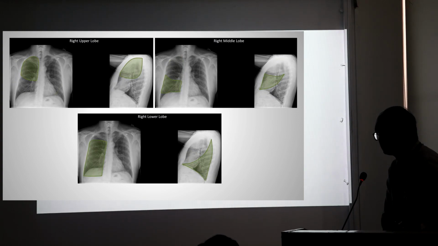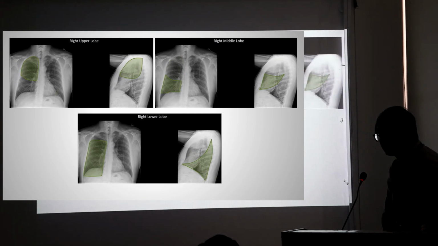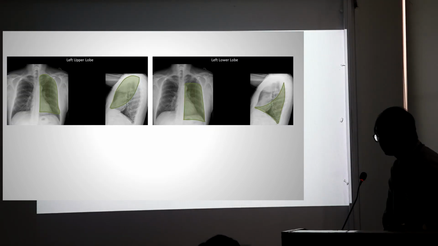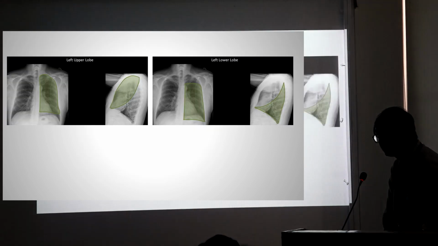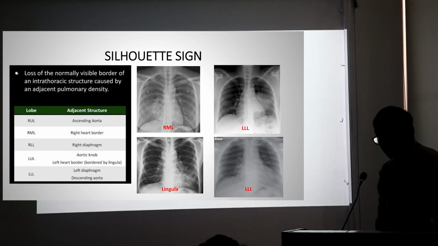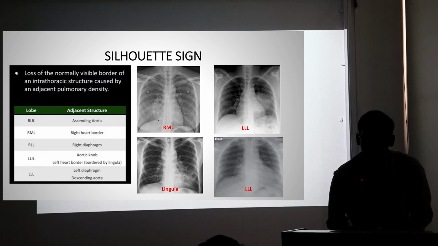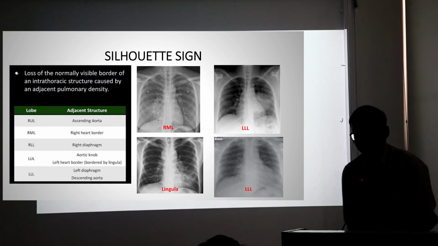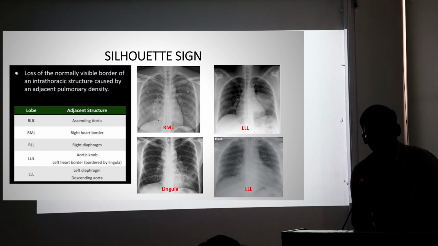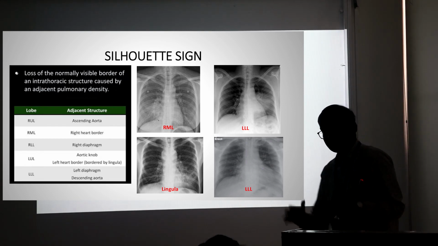So right upper pathology, right middle lobe pathology, right lower lobe pathology, and this is how a left upper lobe looks, it covers a lot of area. Okay. So Silhouette sign, let me stop over here. What is a Silhouette sign? Can anyone say? Okay, fine.